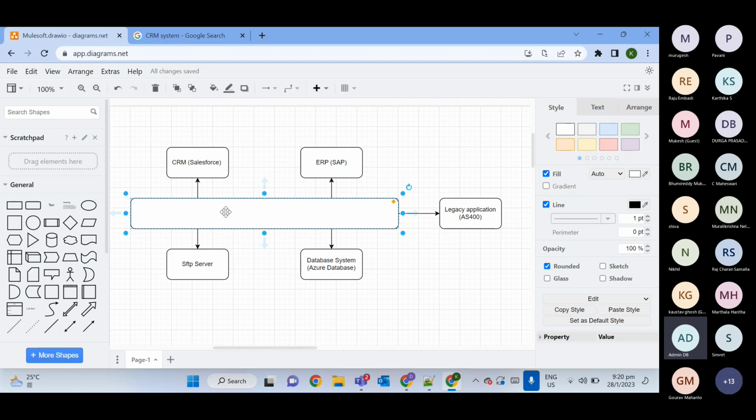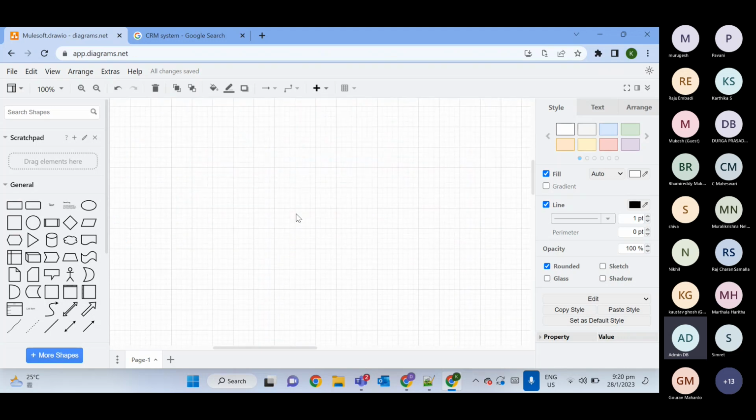Now you can see, no matter what applications that organization is using, with the help of this middleware technology, we can easily exchange data from one place to another place. So this is the technical definition. Now let's go with one real-time example. Then it will be more clear.